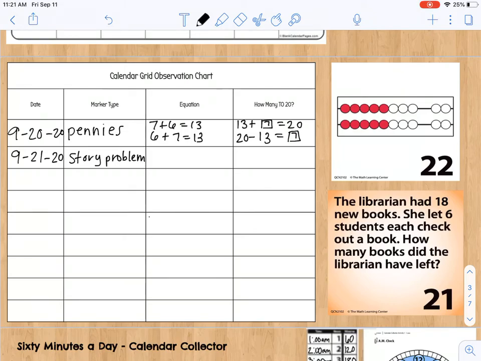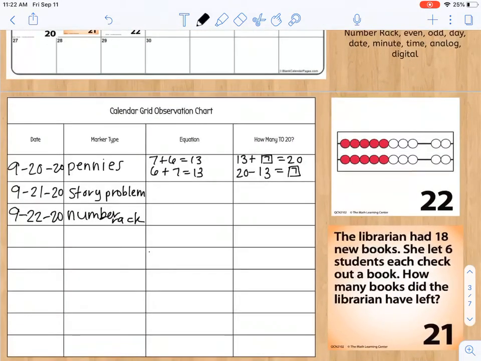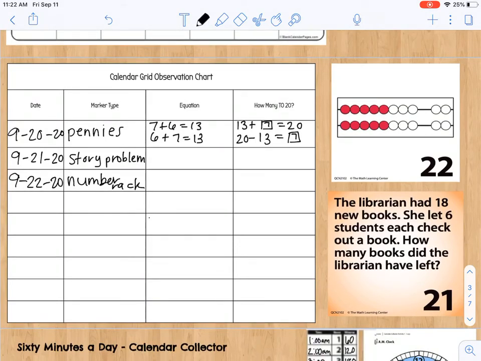Let's add to our calendar grid observation chart. So we can go ahead and add 9-22-20, and the marker type today is a number rack. We need to write an equation for what we see on the number rack. What equation do you think we could write for the beads that are in play?